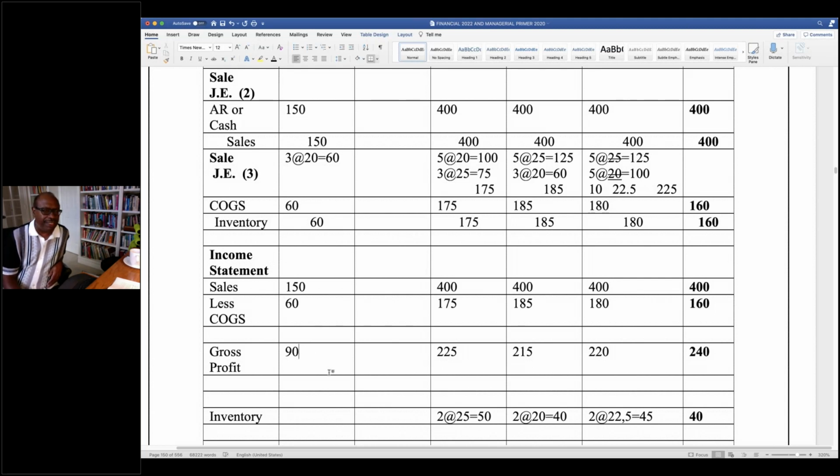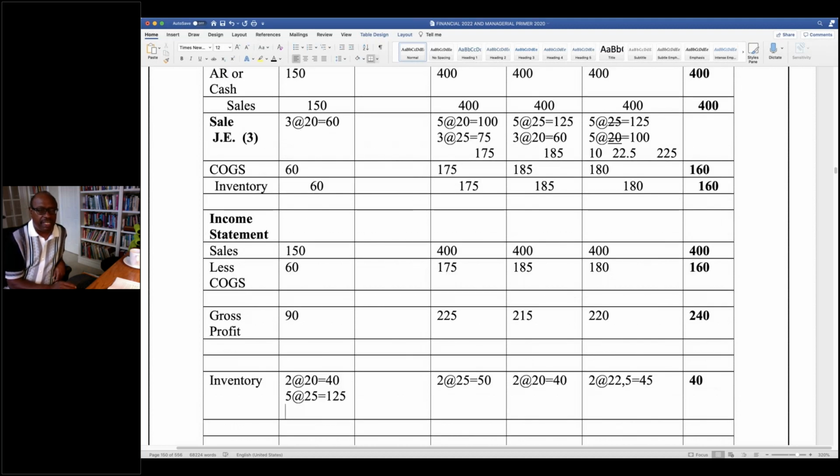What do we have in inventory? We got 2 at 20, so that's 40. Then we got 5 at 25, so that's 125. So that equals 165. So what's left in inventory is 165.